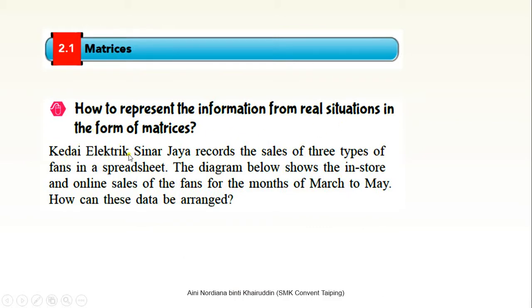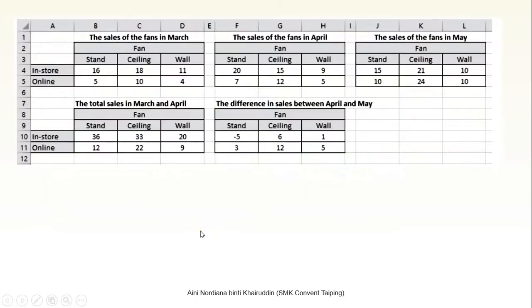Okay, Kedai Elektrik Sinarjaya records the sale of 3 types of fans in a spreadsheet. The diagram below, or on the next slide, shows the in-store and online sales of the fans for the months of March to May. How can this data be arranged? Okay, have a look at this data. This is the sale of the fans in March, April, and May.